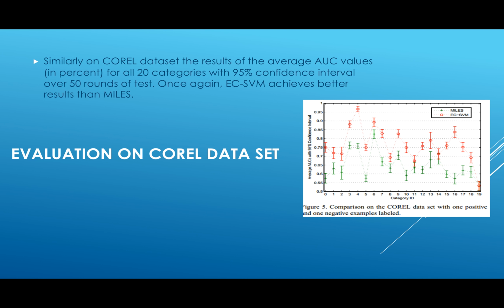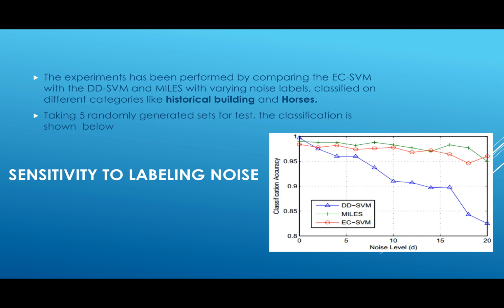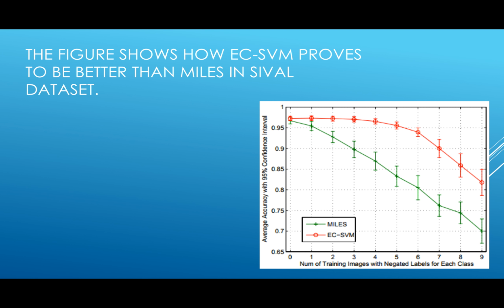Similarly, on the Coral dataset, the result of the average area under the ROC curve was 95% for all the 20 categories over the 50 rounds of test, and once again EC-SVM was seen to give the better performance. The experiment was performed by comparing the EC-SVM with DD-SVM and MILES with varying noise labels classified on different categories like historical, building and horses. This figure shows how EC-SVM proves to be better than MILES in both the datasets, which were SIVAL and Coral.